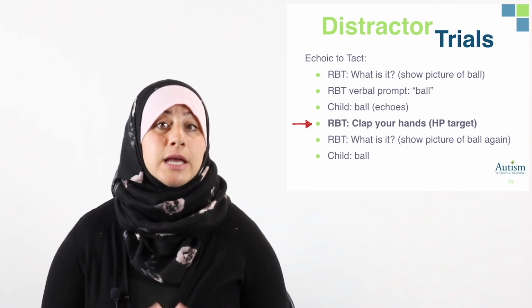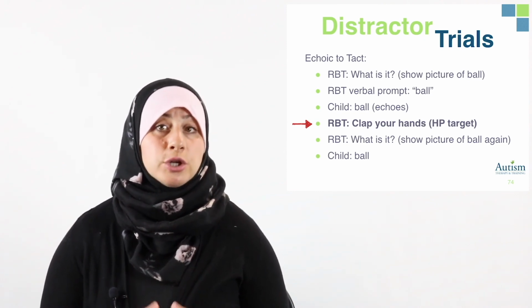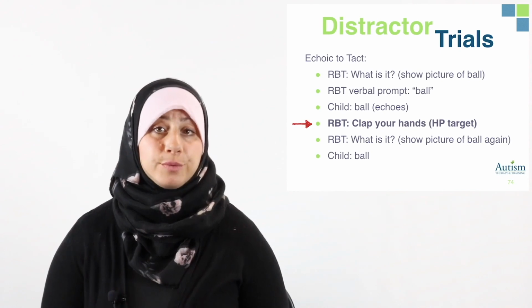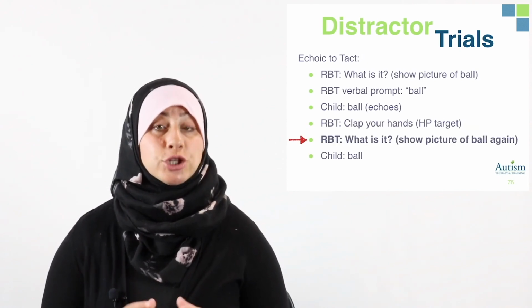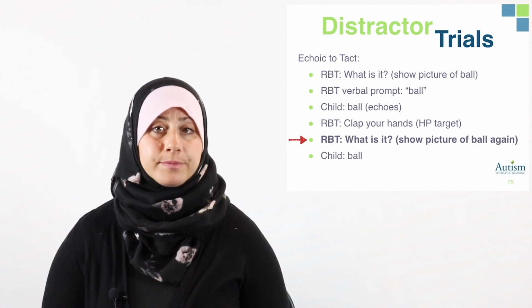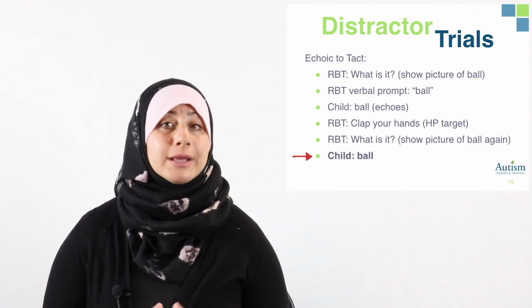Then I can say, clap your hands. This should be a high probability question. Don't do something the learner doesn't know. Then deliver the transfer trial. Repeat the SD and show the picture again. What is it? And the learner says, "ball," independently.